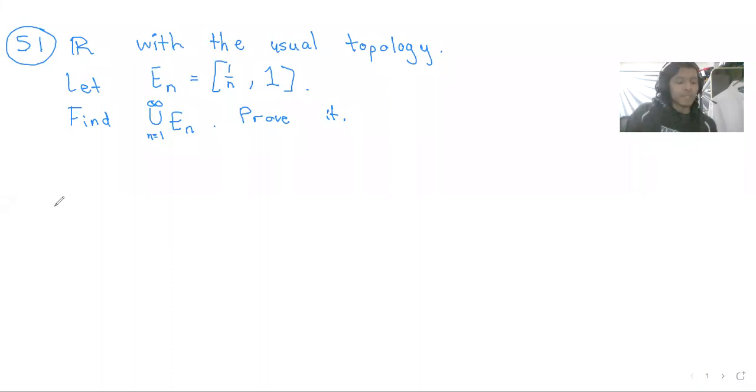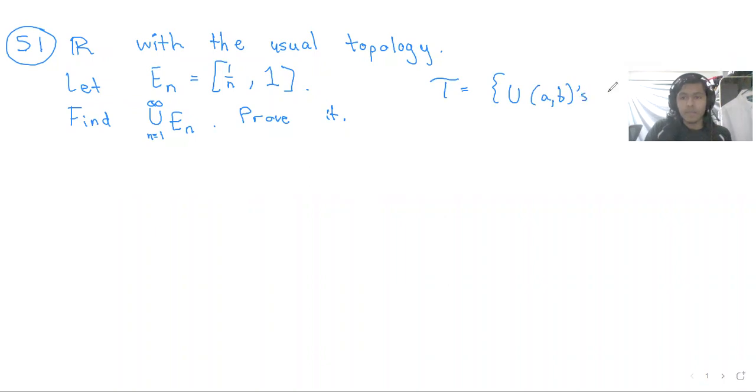Now we will be working on problem 51. For problem 51, we're working with the usual topology. So the topology is the set of unions of A and B where A and B are in the real numbers. And we want to let E_n be the interval from 1 over n to 1. First we're going to find the union of all these.